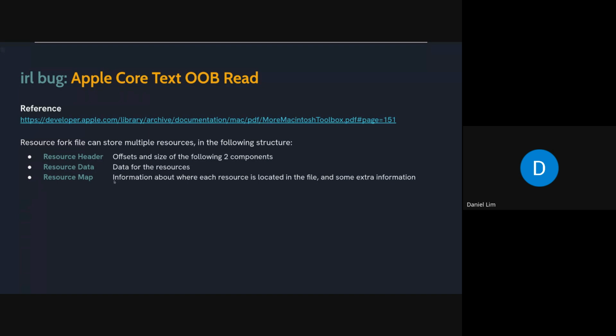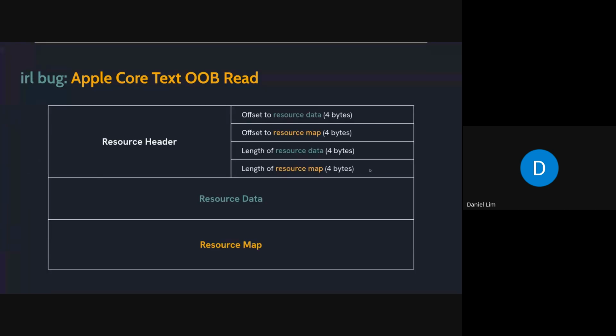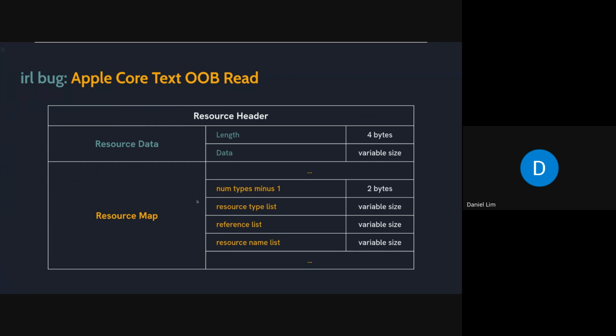The resource map, like the name suggests, is like a map. It stores some information about the resources in the file, like position, offsets, and also some extra information that we will see later. So here, in the resource header, you just get the offset to here and this offset to here, and then their length. Nothing too special. And then the resource data is also just length and data, a very simple format like the one I showed just now. So the more interesting part is the resource map, where you can expect some complex parsing might happen.